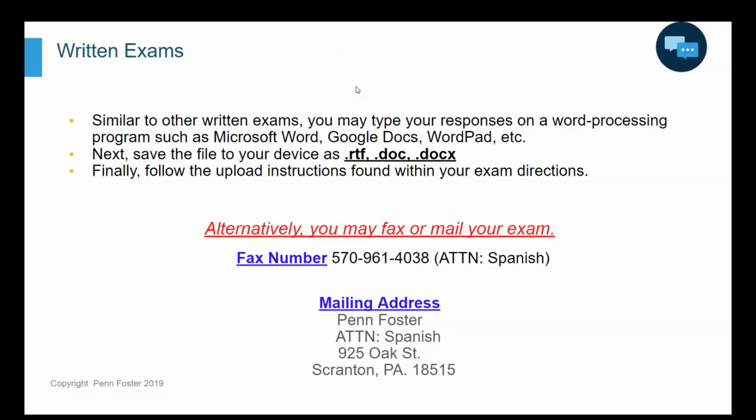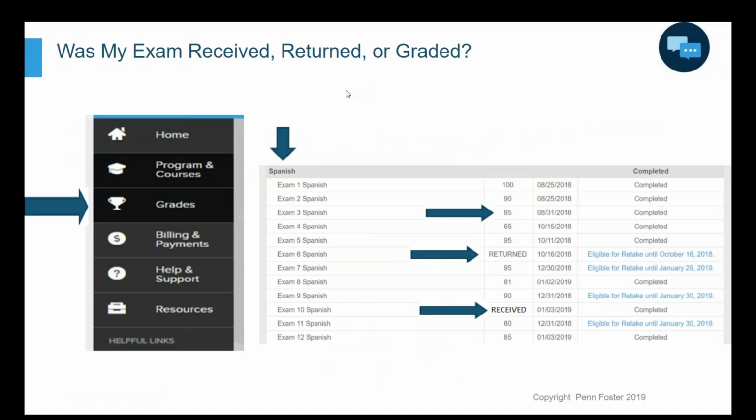Now, once you have submitted your assignment, if you do want to check on the status, whether it was received, returned, or graded, all you need to do is consult the grades page on your student portal, scroll down to your Spanish course, and you'll see one of the three options. So the first one being a score. In this case, exam 3 had an 85.